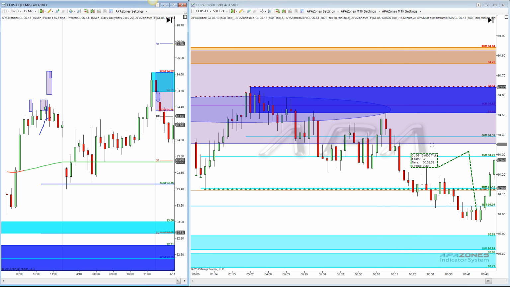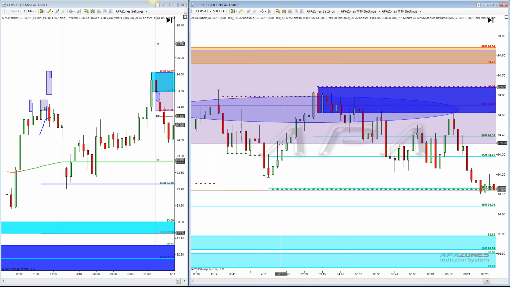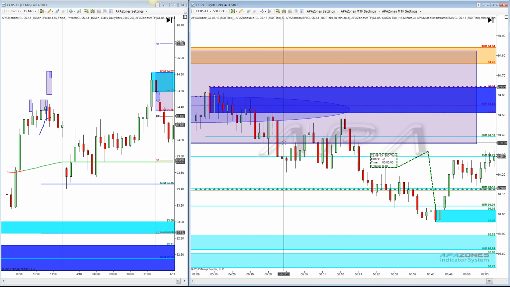So that you can see how long price spent in that area in the Globex session, right before the open. It could be a very interesting level to watch, just because price has spent quite a bit of time there over and over again. So let's see what happens.